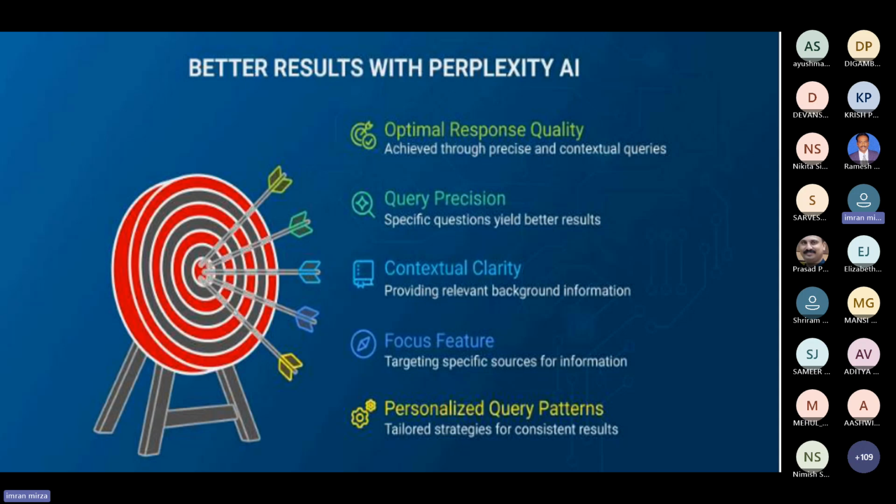So if you look at why Perplexity can help you, it can give you a whole lot of perspective by asking the right set of questions, yielding better results. There can be a lot of contextual clarity and background information. You can cut a lot of unrelated information that you do not want to read, and you can do focused research by targeting a specific source of information.